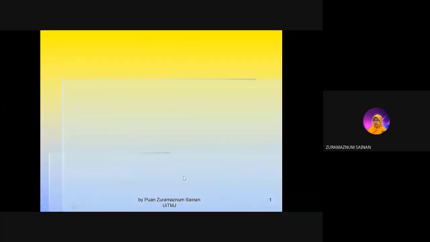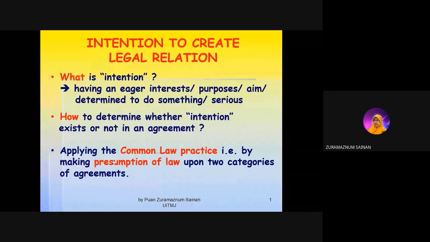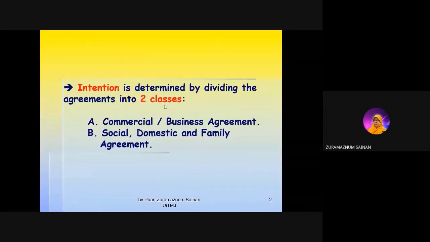Andaian undang-undang, maknanya secara automatically we assume, we imply that there is intention or there is no intention in that kind of agreement. Right, so macam mana caranya? Kita divide the agreement into two classes. We determine by looking at the two classes of agreement, whether they are categorized as commercial or business agreement, or whether they are categorized as social, domestic and family agreement. So nak tengok ada intention ke tak? Tengoklah whether this agreement is a commercial or not, atau this agreement is a social agreement or not.